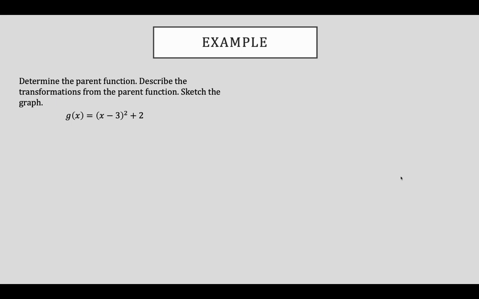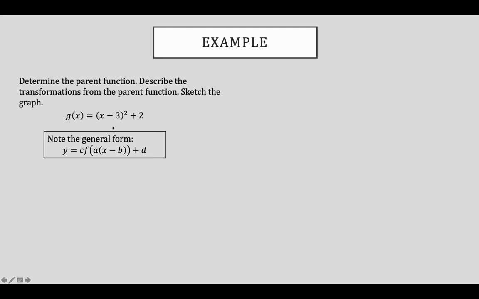Determine the parent function, describe the transformations from the parent function, and sketch the graph. So we have g of x is equal to the quantity x minus 3 squared plus 2. Make note of the general form. Well, the first thing we want to do in all of these problems is identify the parent function. Again, a parent function is just the most simple form of a particular type of function. And we need to identify or classify the type of function that we are dealing with.